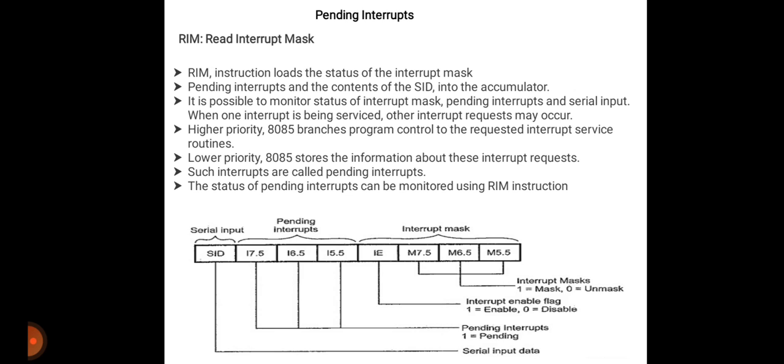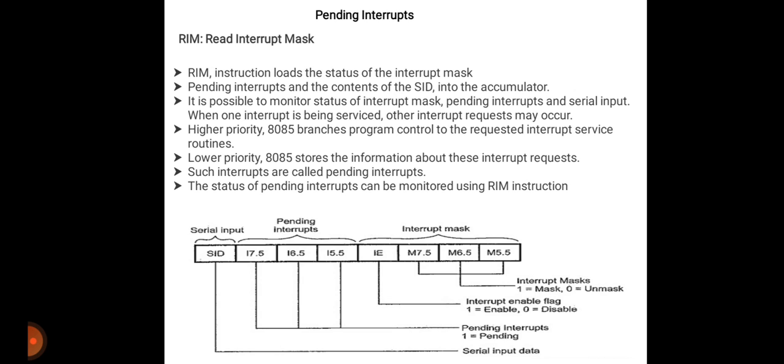When one interrupt is being serviced, the other interrupt requests may occur. If the requests are of higher priority, 8085 branches program control to the requested interrupt service routines. But when the interrupt requests are of low priority, 8085 stores the information about these interrupt requests. Such interrupts are called pending interrupts. Then the status of the pending interrupts can be monitored using the RIM instruction format.